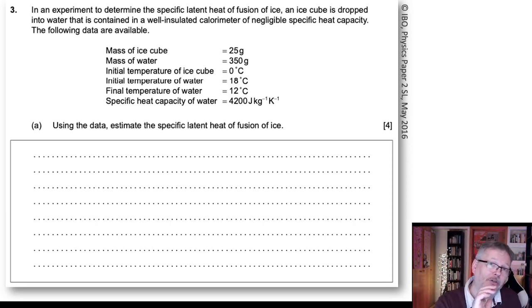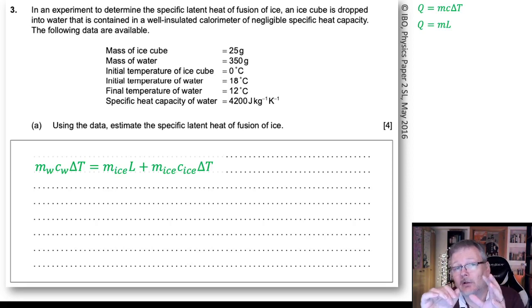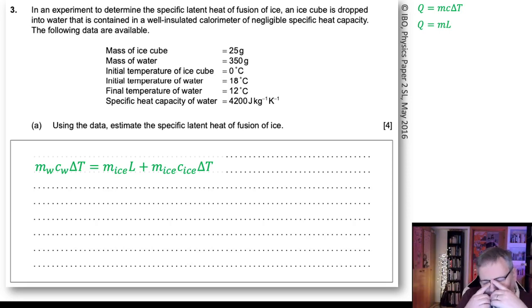It's going to lose energy. And the amount of energy it's going to lose is going to be whatever energy it needs to cool down from 18 degrees C to 12 degrees C, so 6 degrees C. So Q equals mc delta T, where m is the mass of water, C is the specific heat capacity of water, and delta T is 18 minus 12, so 6 degrees C. That's the energy lost by the water, and the energy gained will balance it out.